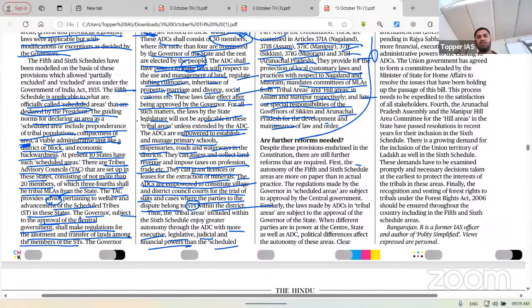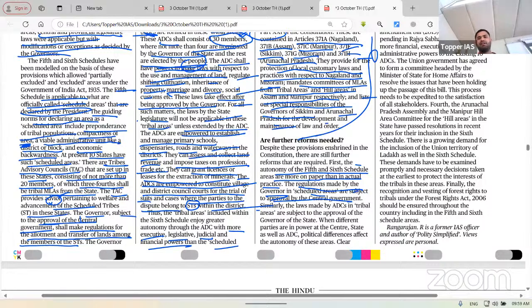Number one, the autonomy of the 5th and 6th schedule areas is more on paper than in actual practice. We have read how autonomous they are, but most of these are only on paper. In practice, the autonomy is not as much. The reason is, under the 5th schedule, the governor makes certain regulations in scheduled areas, which are subject to approval by the central government. So the central government is interfering in the independent exercise of the governor's powers.